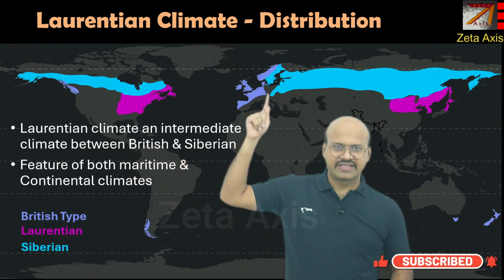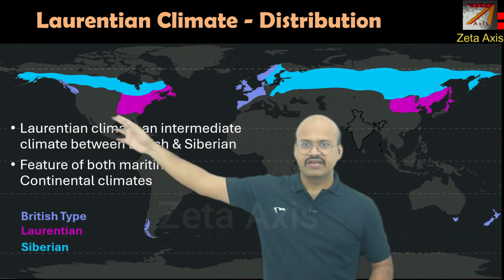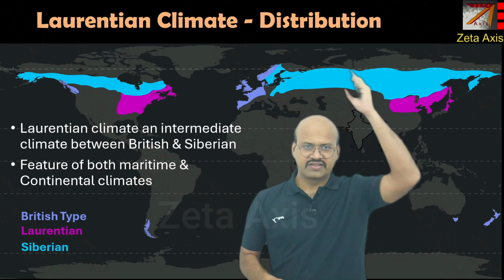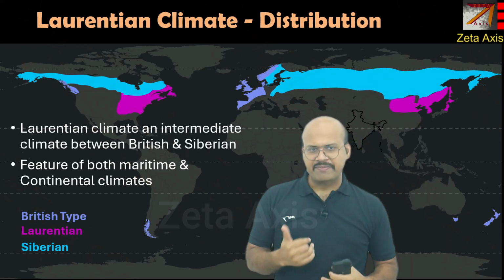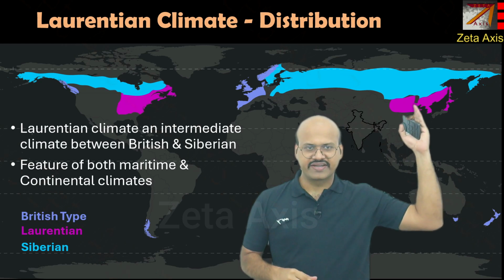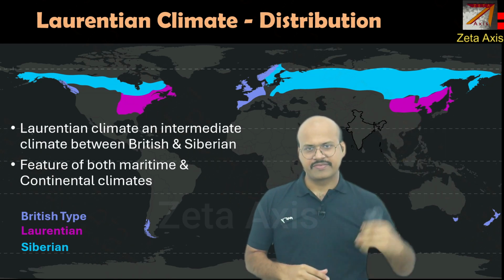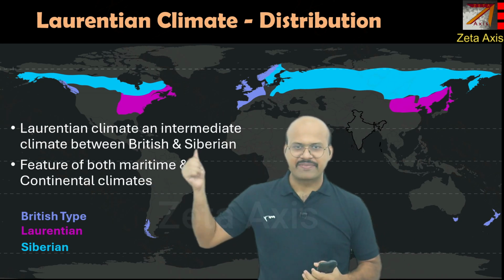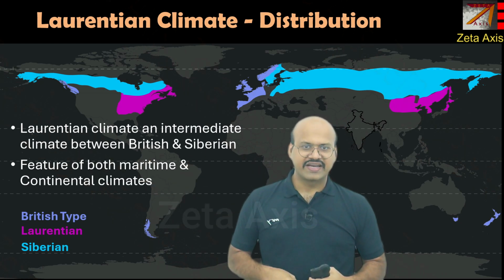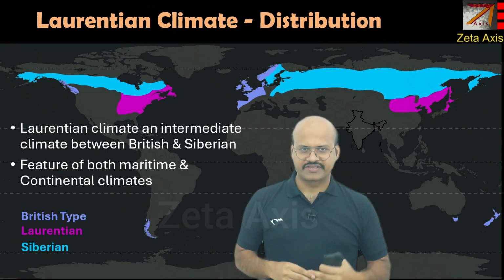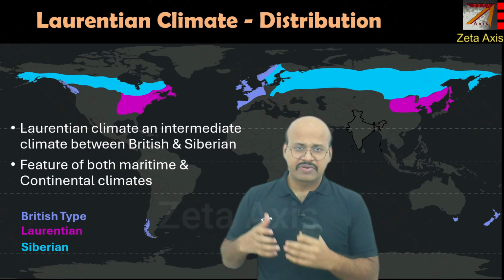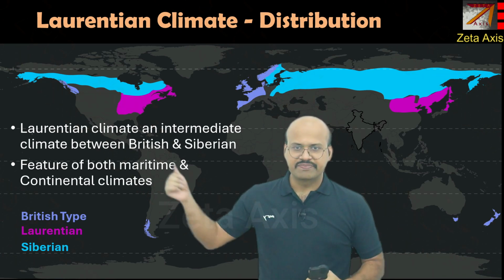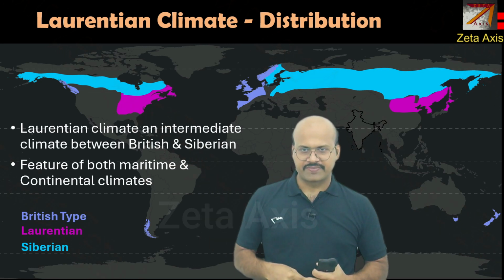We can see this blue color indicates the British climate in all these continents. And here this blue color indicates the Siberian climate, while this purple color indicates the Laurentian climate. Now when we say that it is an intermediate climate between British and Siberian climate, we do not mean that the region lies between these two climates, but what we mean is the precipitation and temperature characteristics are in between the British and Siberian type of climate.